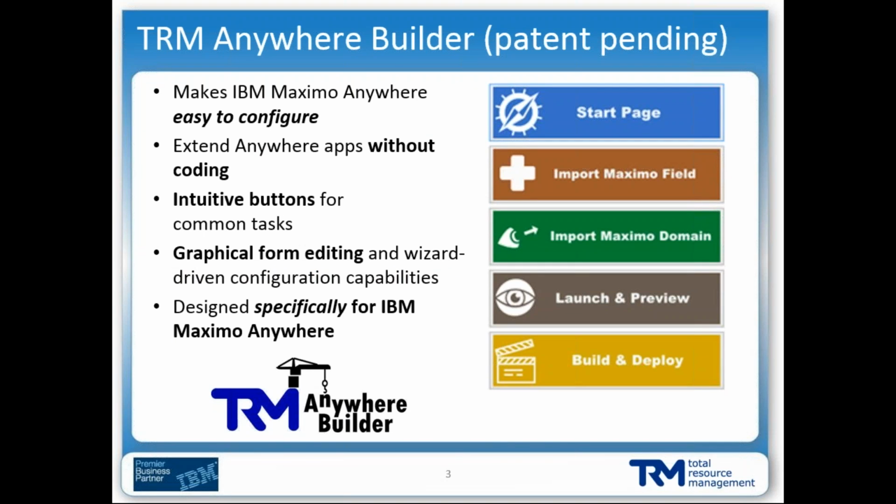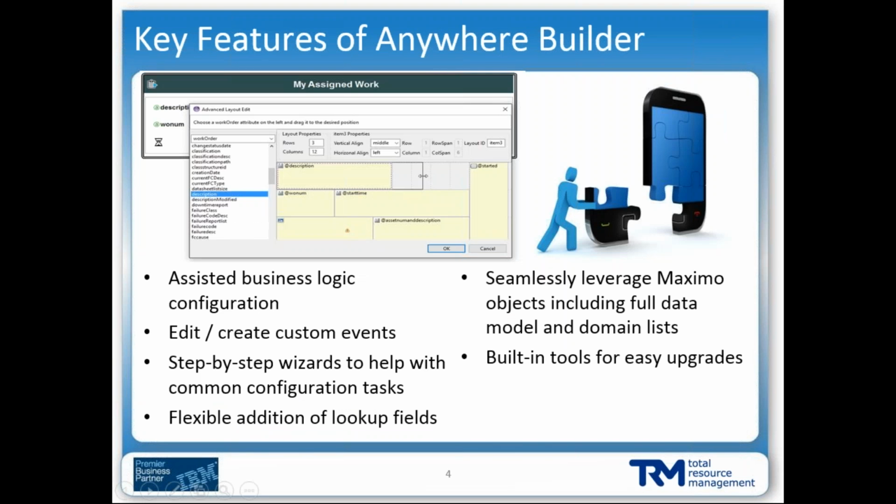Okay, on to Anywhere Builder. The point behind this tool is to make IBM Maximo Anywhere easy to configure. And we learned from IBM that a configuration tool is not on the horizon for their Anywhere roadmap. So our software team has created easy buttons, drag and drop configuration, and WYSIWYG displays to make developing Maximo Anywhere intuitive. We can extend Anywhere apps without coding, and needless to say, this was designed specifically for IBM Maximo Anywhere.